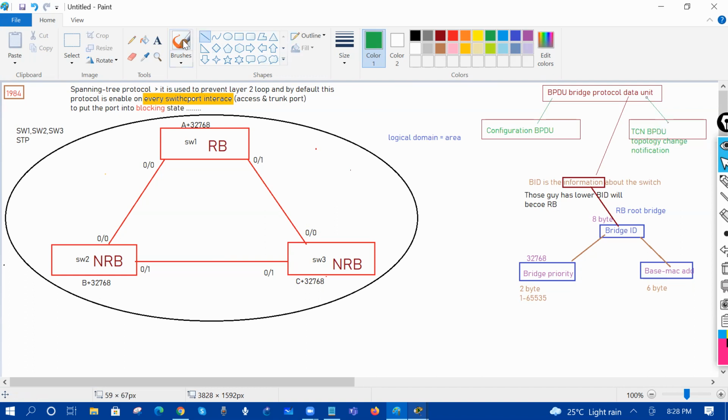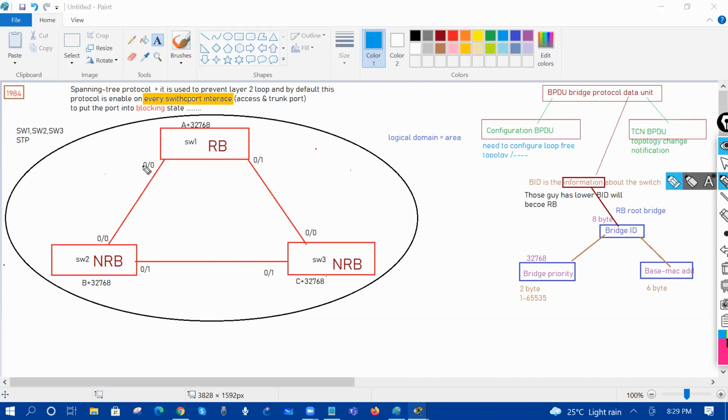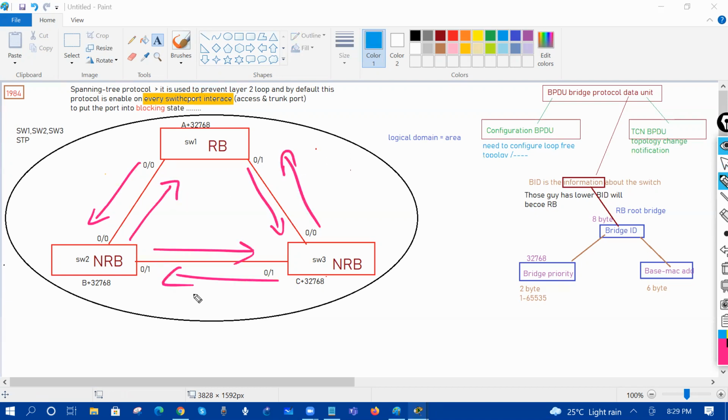The name represents what the configuration BPDU is for: I need to configure my loop-free topology. So which BPDU am I going to exchange? I'm going to exchange the configuration BPDU. So this switch will send the configuration BPDU, and that switch will send the configuration BPDU. Again, the question comes to mind: how does the switch know it needs to send this configuration BPDU to switch 2, and how does switch 1 know to send it to switch 3?